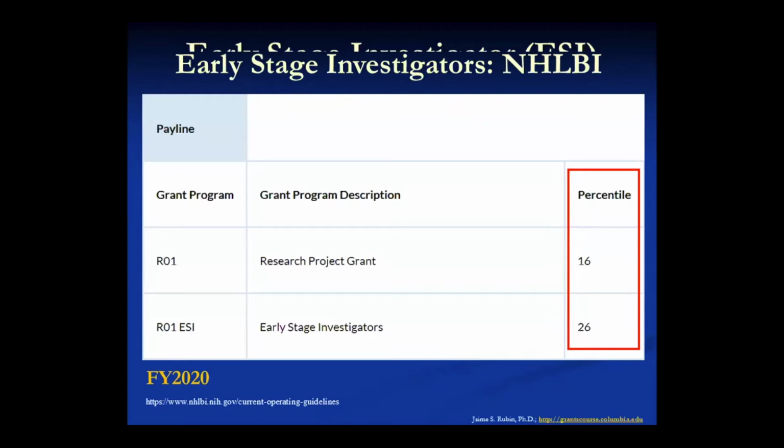And look at the difference that they give for the early stage investigators. That is a very significant change in pay line for the early stage investigators. So this very dramatically shows that individuals that meet the ESI criteria should make sure that it is noted in their profile section of their NIH Commons site.